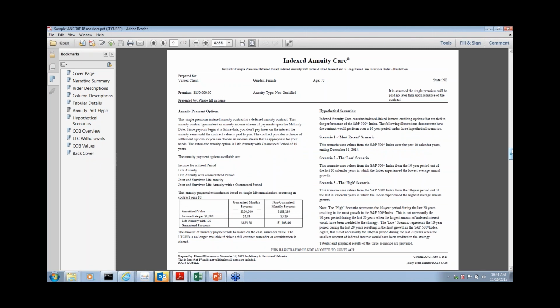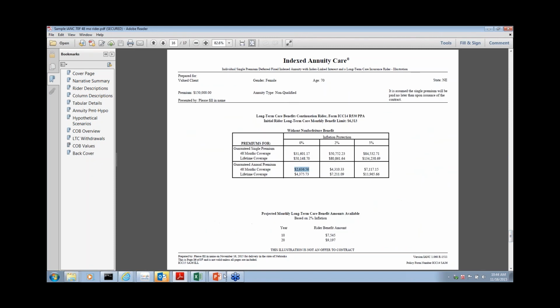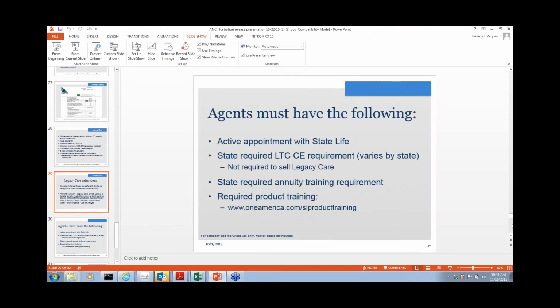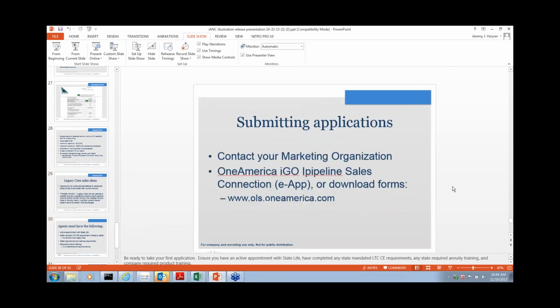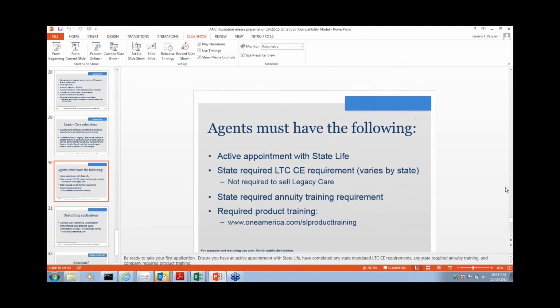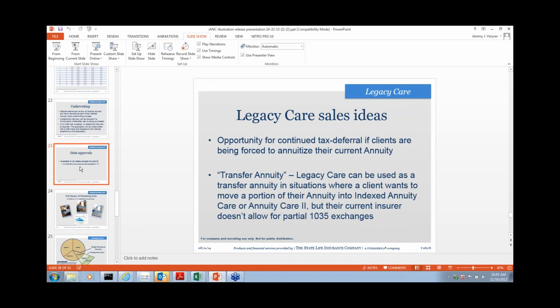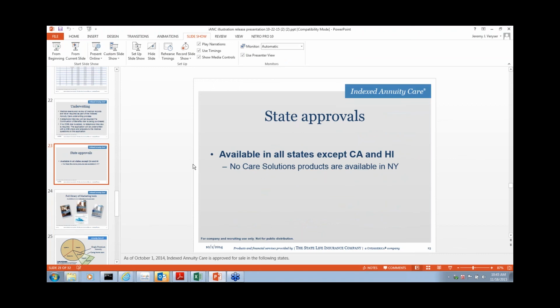It is in both places. Yep. It is everywhere but California and Hawaii. And then we don't do any business in New York. So let's see here. I should have it. There you go.